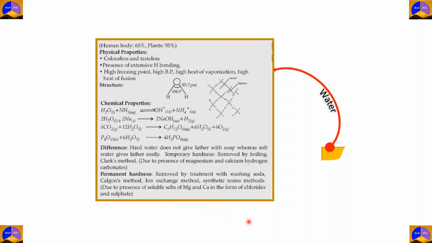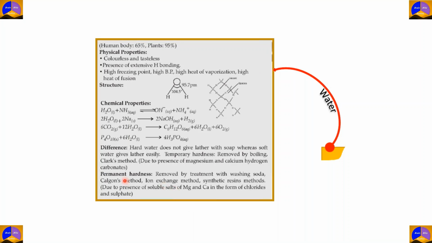Now, the first method of doing this is by using sodium carbonate or soda. Now, the reaction here is calcium chloride plus sodium carbonate gives calcium carbonate plus common salt, which is NaCl. Now the next is MgSO4, magnesium sulfate, plus sodium carbonate gives you magnesium carbonate and sodium sulfate. Now these are the two ways in which sodium carbonate removes the permanent hardness of water.